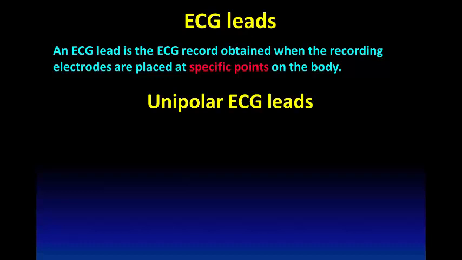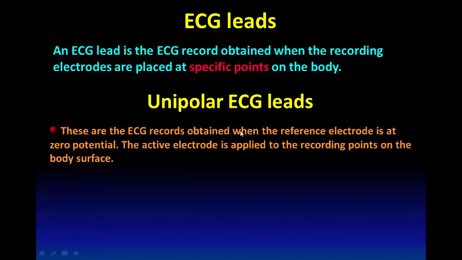So what are the unipolar ECG leads? The unipolar ECG leads are the ECG records which are obtained when the reference electrode is kept at 0 potential, and the active electrode is applied to one of the 9 recording points on the surface of the trunk, from V1 to V6 and VL, VR, VF. So we can have 9 unipolar ECG leads.